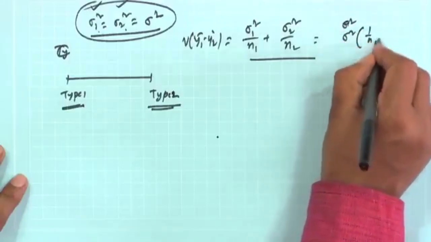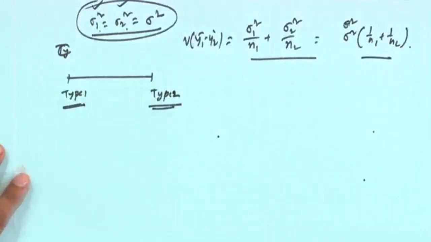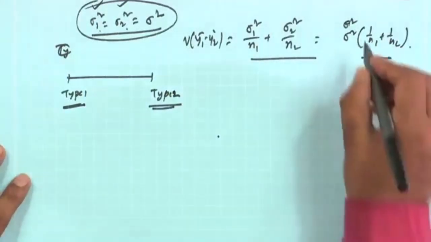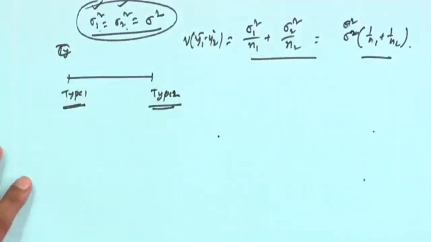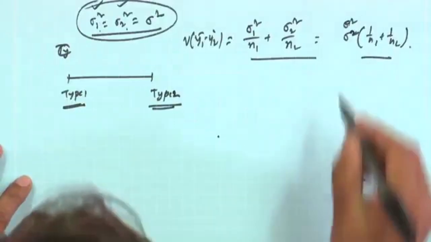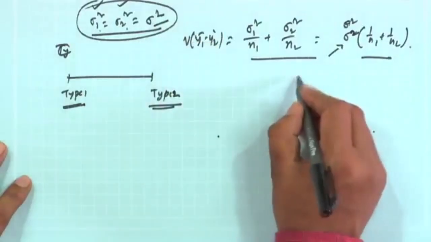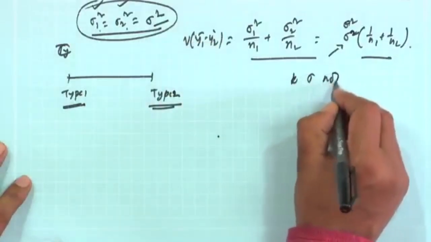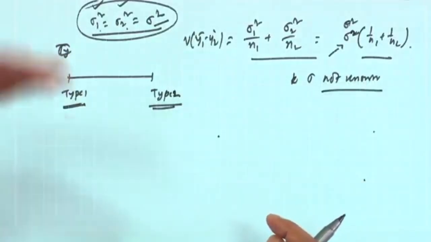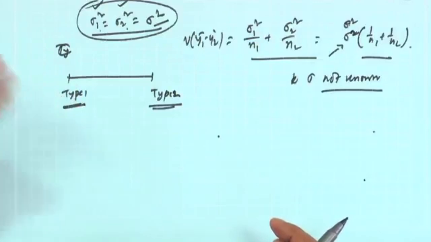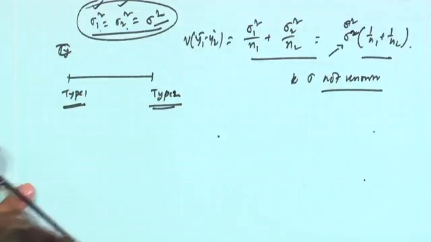Sigma square into 1 by n1 plus 1 by n2, correct? Suppose you do not know the sigma square, this sigma square is not known. If sigma is known, and the sample size is large, or sigma is known and the data come from a normal population, your Z distribution is fantastic, no problem.